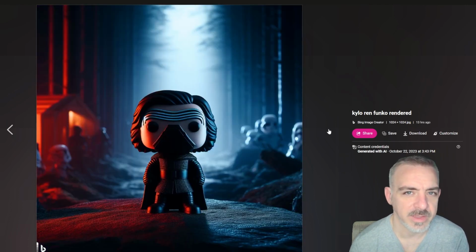And then again, same thing here. It gave him almost like a Darth Vader style mask with part of Kylo Ren's mask in it as well. And then some looks like stormtroopers in the background.